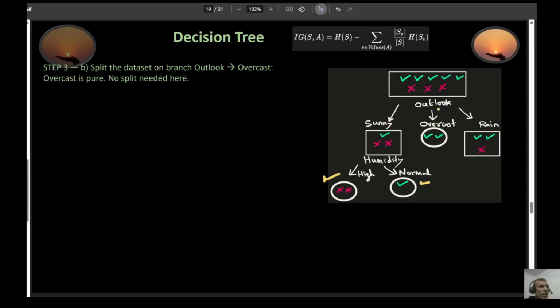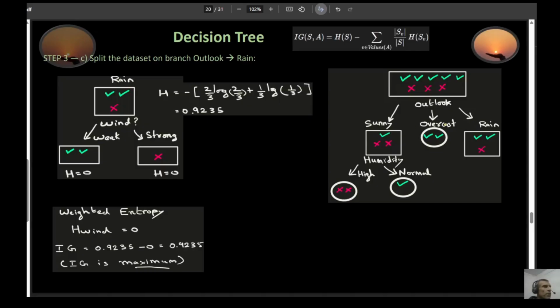Now let's look at the outlook. In this case, your overcast, both of them are pure. Both of them are yays. In this case, there is no nays over here. So this is a pure one. So in this case, there is no split needed. Overcast is pure. So this is a leaf. Now we split the data set on this branch. Outlook, rain, this one right here.